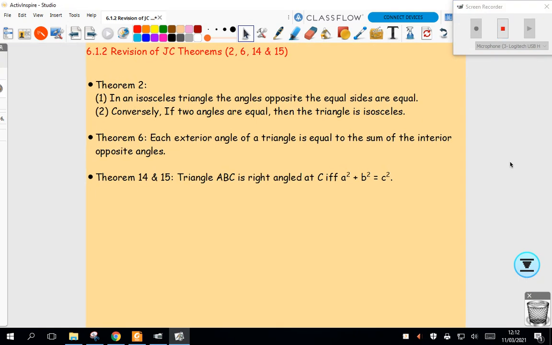Okay, in this lesson I'm going to just revise 4 theorems again from Junior Cert, theorems 2, 6, 14 and 15. Theorem 2 was my isosceles triangle theorem. You can pause the video and read through it. Theorem 6 is my exterior angles theorem. Theorem 14 and 15 is the theorem of Pythagoras.